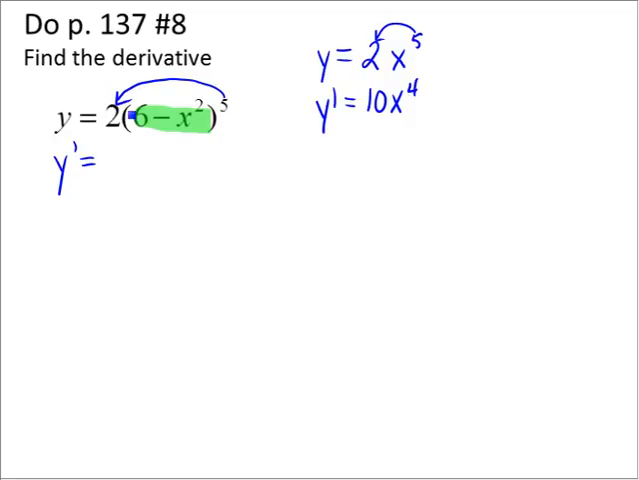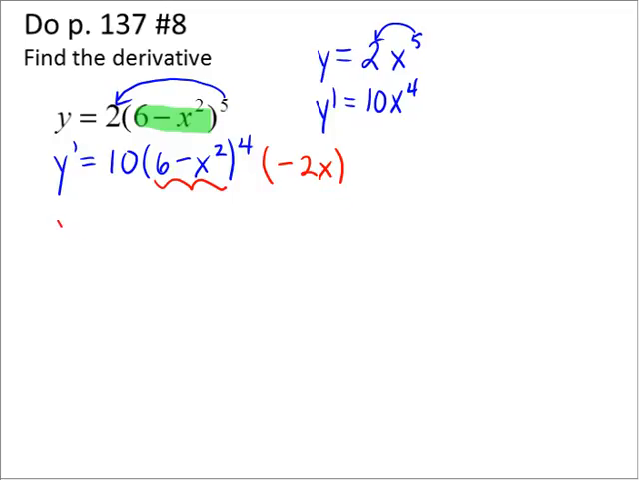I'm still going to do that whole step. 5 times 2 is 10. This time, though, I don't just have an x, so I have to rewrite what's on the inside and lower it by 1. There's my 10x to the 4th. But since this isn't just simply an x, I have to take the derivative of what's inside of the parentheses. What is the derivative of what's inside the parentheses? Well, the derivative of 6 is 0, and the derivative of negative x squared is negative 2x.